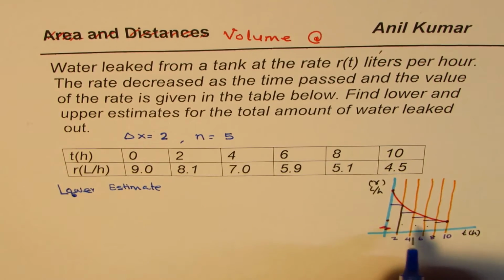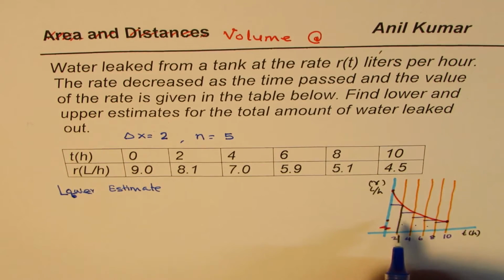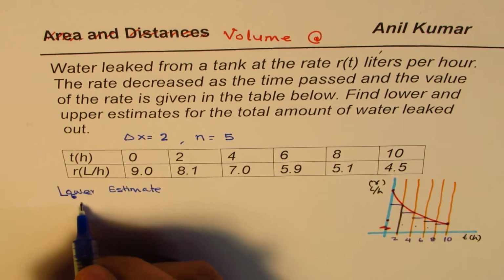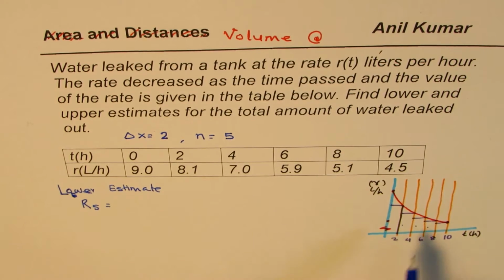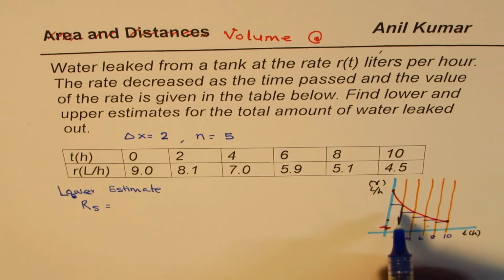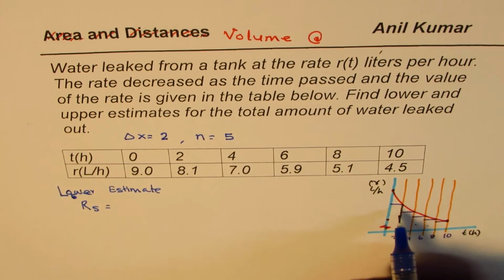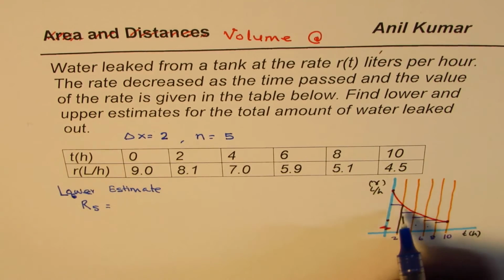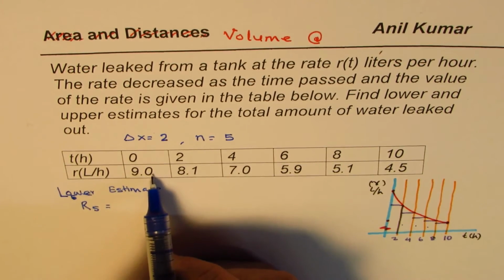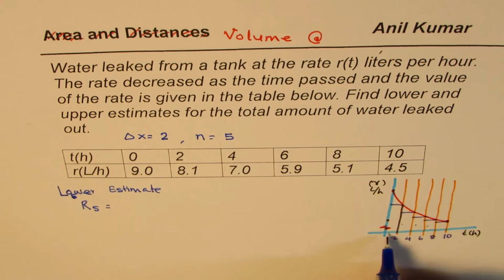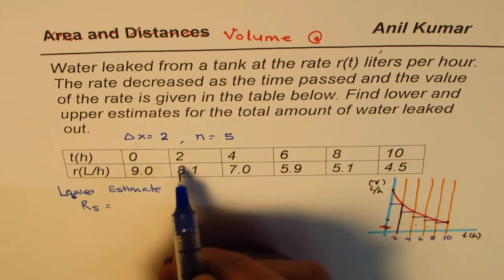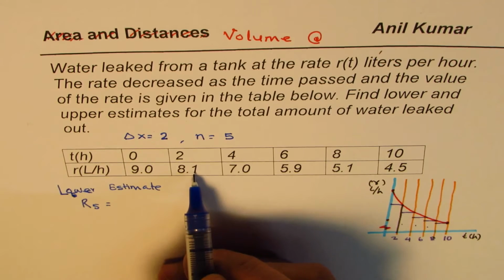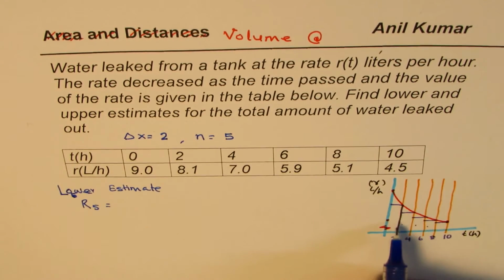So the lower estimate will be when we consider the rectangle's right side. So I'll use R5, right? That is going to be lower in this case. So the height of each rectangle is represented by this value, correct? For the first rectangle, which has a width of 2, if I take the height from the right side of the curve, it will be 8.1. Do you agree with me? So that is what it is.